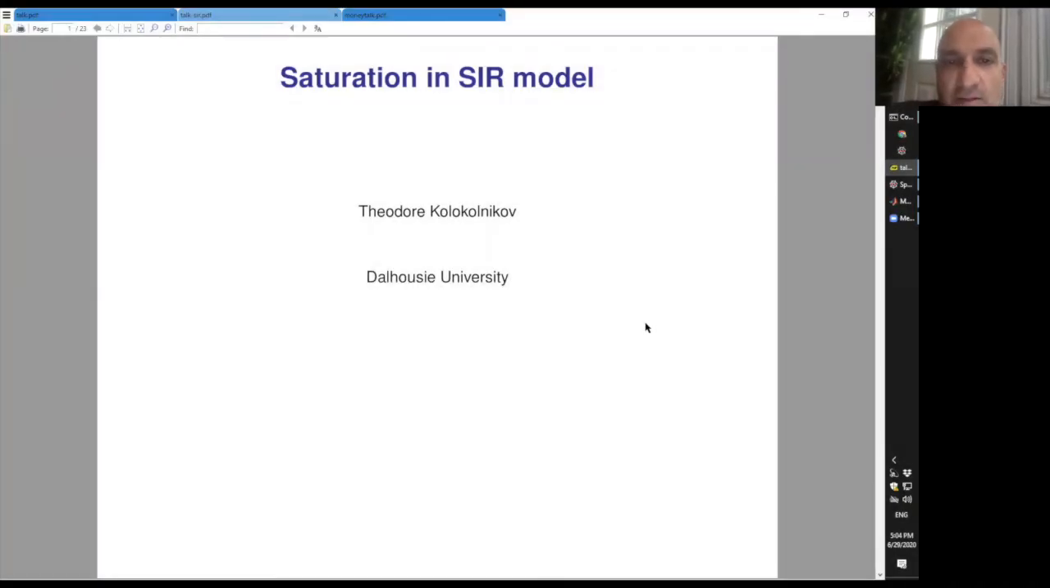So it's a great pleasure to welcome Theodore Kolokolnikov, who is currently the Killam Professor of Mathematics and Statistics at Dalhousie University. So Theo is an applied mathematician in the real broad sense. He got his PhD in 2004 with Michael Ward at UBC. And since then, his career has skyrocketed and he's made really important contributions to pattern formation. His work was recognized with the CAIMS-PIMS Early Career Award in applied mathematics and several other honors. And he'll talk today about a timely talk on saturation in the SIR model.